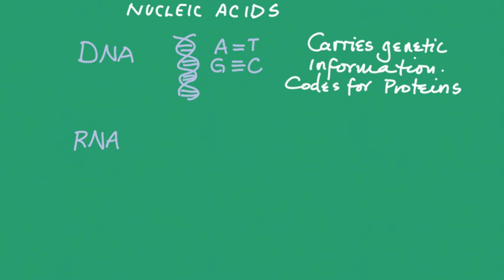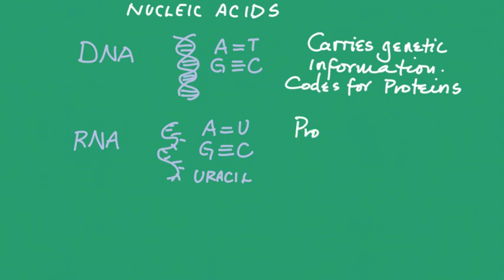The next class is RNA, or ribonucleic acid. This is a single-stranded molecule. If it were to match with itself, then A would match with U, which is uracil, and G would match with C. Again, you find hydrogen bonds between these matched pairs. The main function of RNA is protein synthesis.